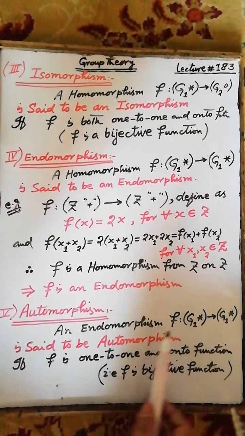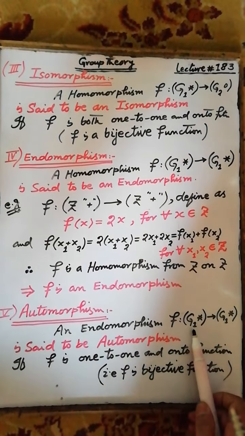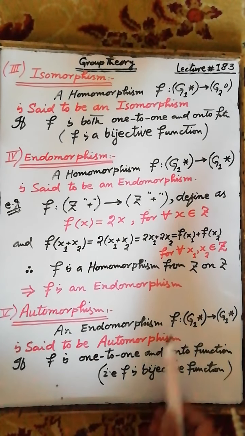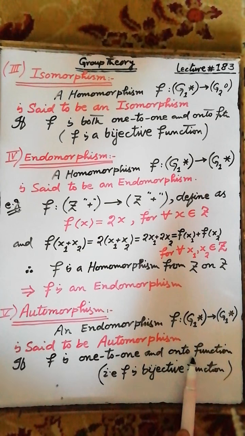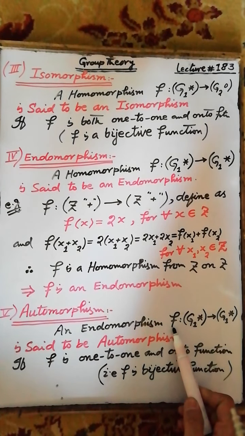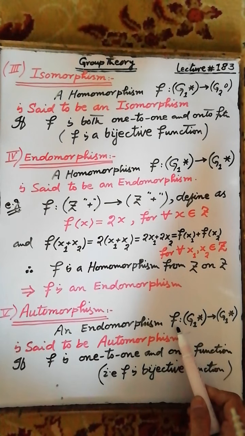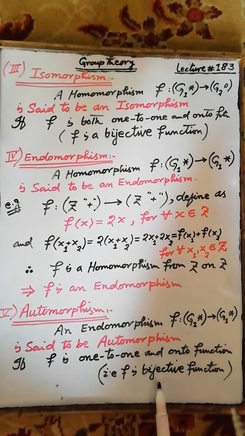Automorphism. An endomorphism f from the group G1 to itself is said to be an automorphism if the function f is both one-to-one and onto. That is, the function f, which is a homomorphism from the group G1 to itself, is also a bijective function.